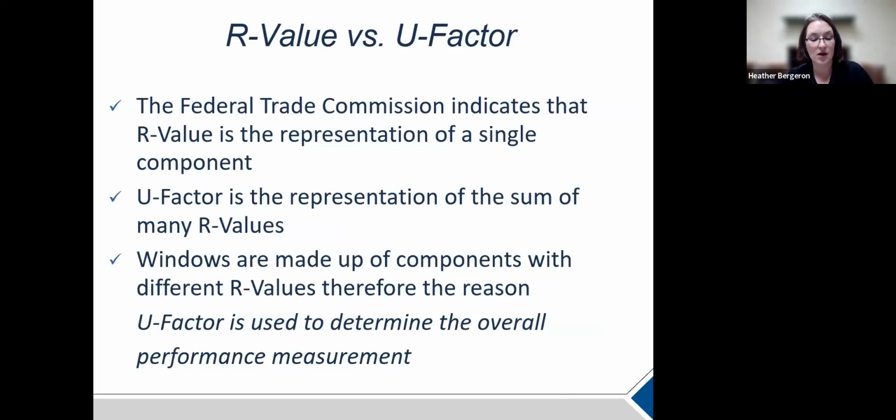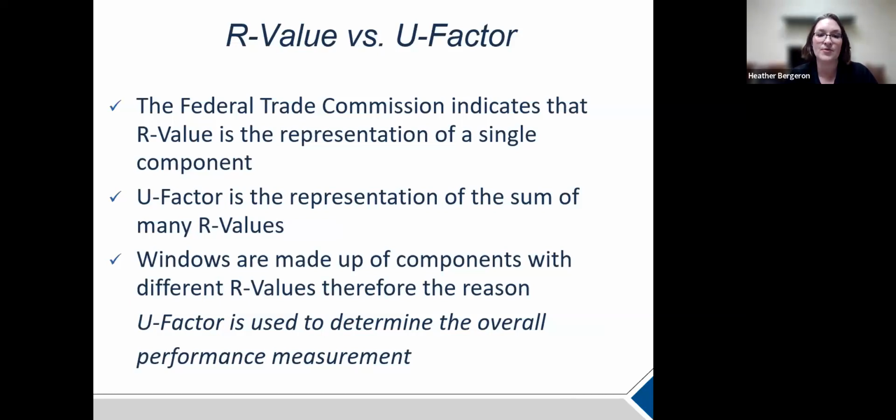R value. R values in windows are typically for the glass, the spacer, and the type of frame. But then we also have U factors as well. And this particular slide is going to differentiate the difference between the two. The FTC, which is the Federal Trade Commission, indicates that the R value is the representation of a single component, whether that's the glass, the spacer, or the type of frame.